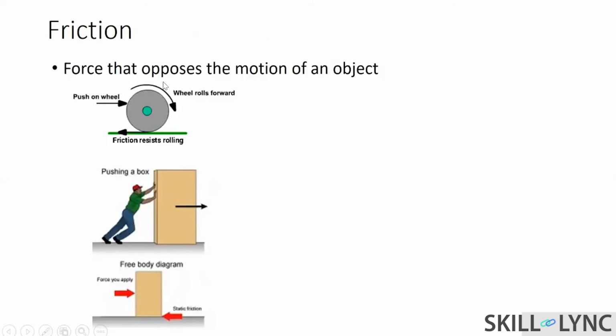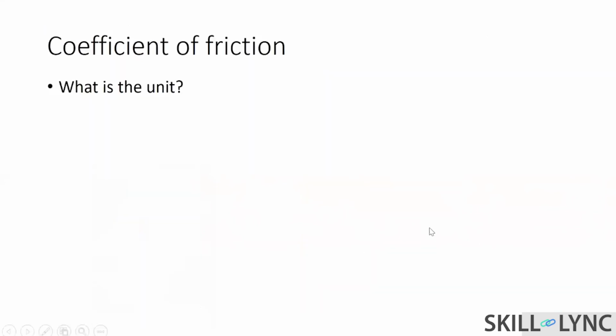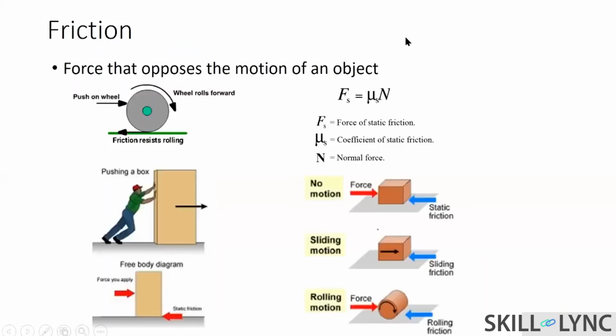As I mentioned, friction is nothing but a force that opposes the motion of an object. It is given by this formula: static friction force is a function of the normal force, given by a coefficient called the coefficient of static friction. With that said, I had another picture showing what different types of motion we have. One would be sliding, the other would be rolling. So what do you think is the unit of the coefficient of friction, which is down here?